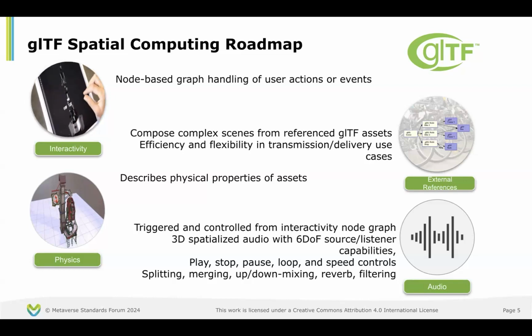But meantime, we want to add extended capabilities into this. It's sort of a smart asset, and we have several directions that include many extensions to make it happen. First of all, it's interactivity. We are introducing node-based graph handling for user actions and events. That's one of the use cases, but in reality, we introduce an actual compute model that can be described as a node-based graph.